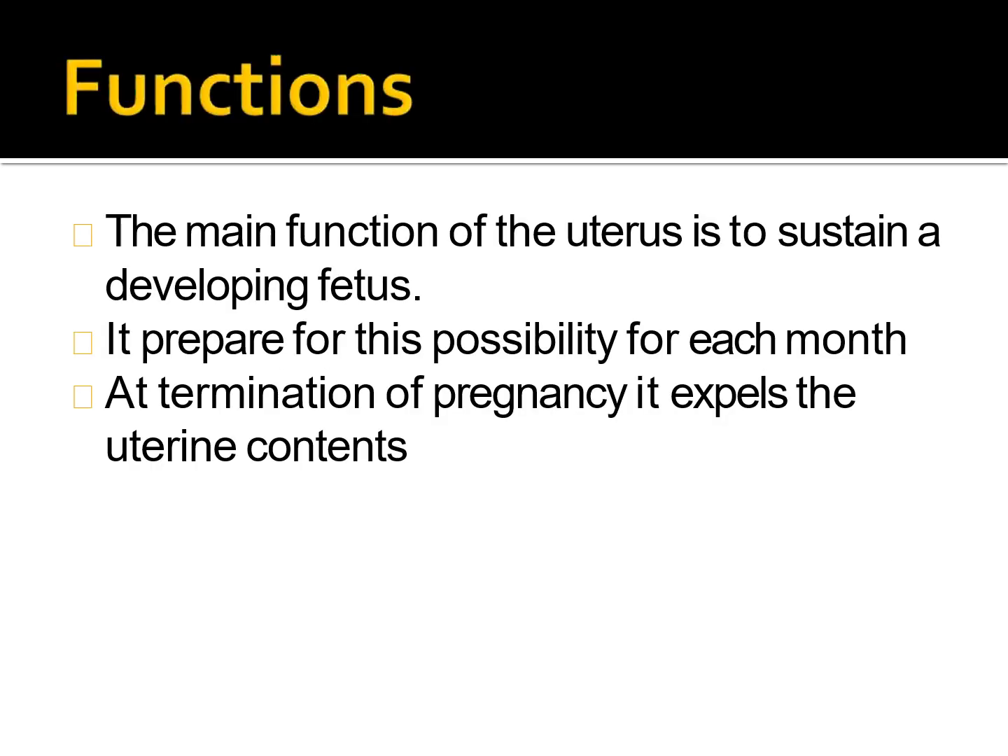The main functions of the uterus include sustaining a developing fetus and preparing for the possibility each month, that is the menstrual cycle. It will make arrangements for the reception of the fertilized ovum, that is, the endometrium will become a spongy bed. All those arrangements happen inside the uterus. And termination of pregnancy: it expels the uterine contents, that is, delivery of the baby. All those are the main functions of the uterus: pregnancy, menstruation, delivery.